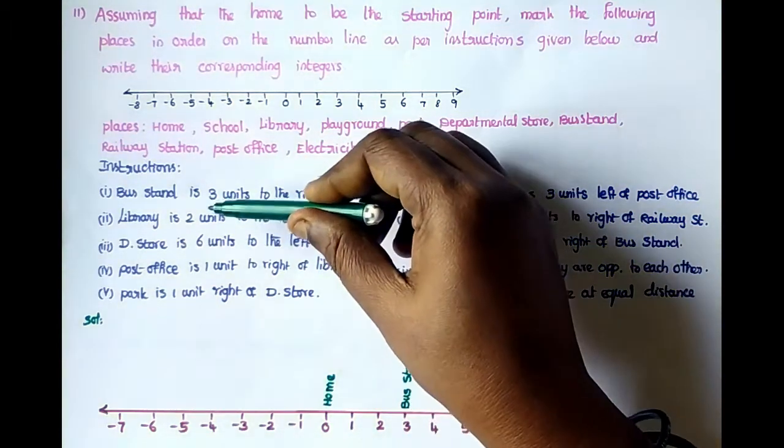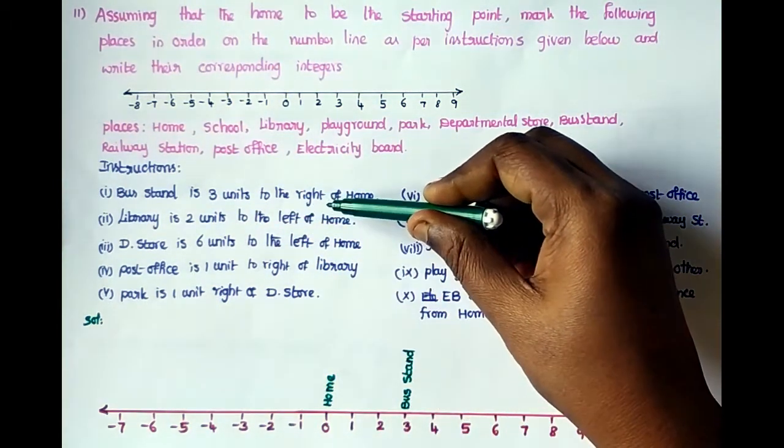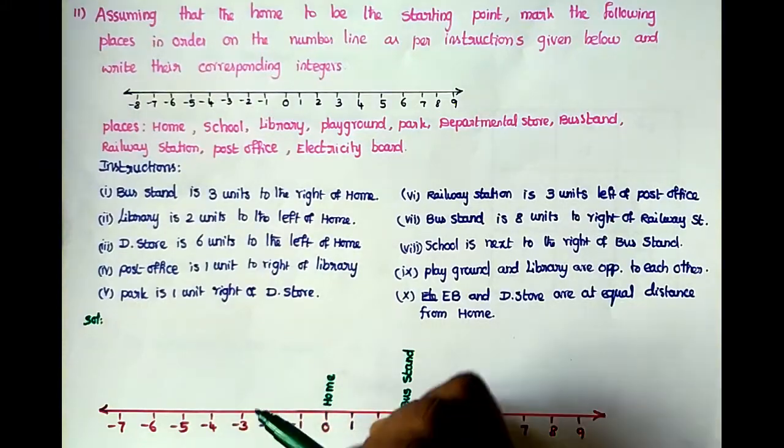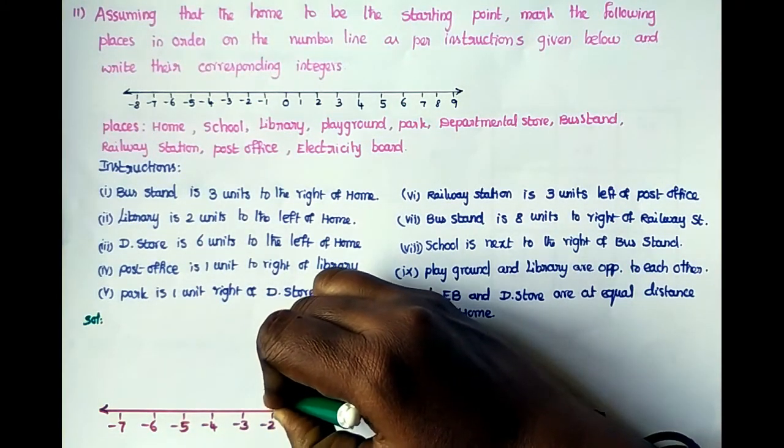Next one, the library is 2 units to the left of home. Left side 2 units move means library. So 1, 2. That is the library.